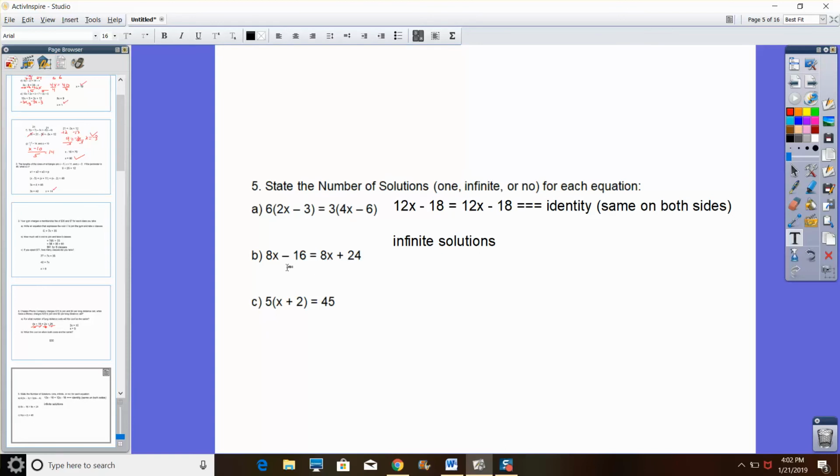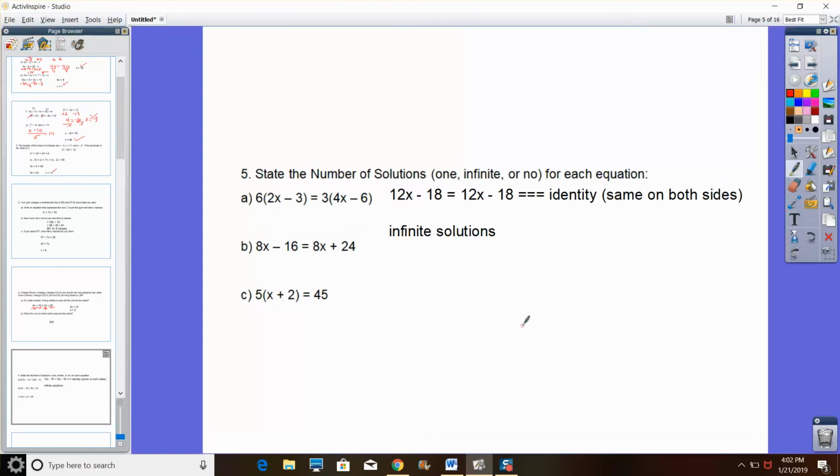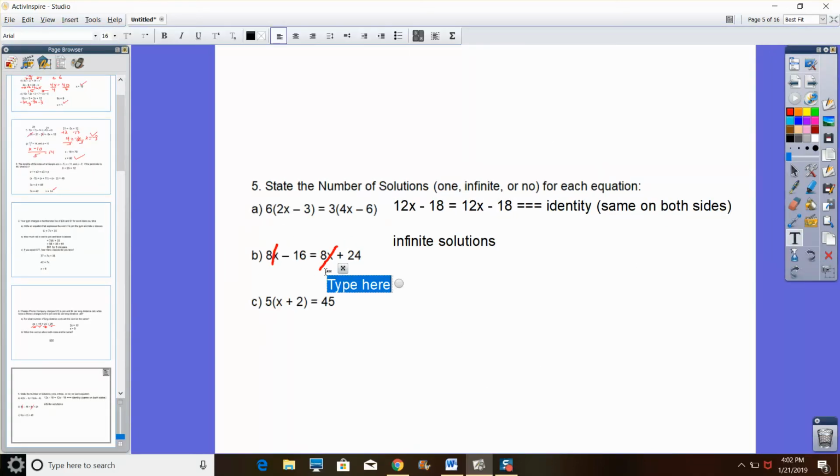And then with this one here, 8x minus 16 equals 8x plus 24. You'll notice that when I subtract off, I notice that 8x is on one side and 8x is on the other side as well. So I can actually cancel these terms. When I see the exact same term on both sides of an equation, I can just cross them right off. That means that I would have negative 16 equals negative 24, which is clearly not true. So therefore, this has no solution. This is a contradiction. This is something that's not true. So when we have a contradiction, we have no solutions.